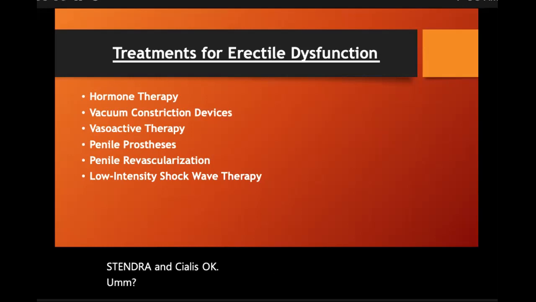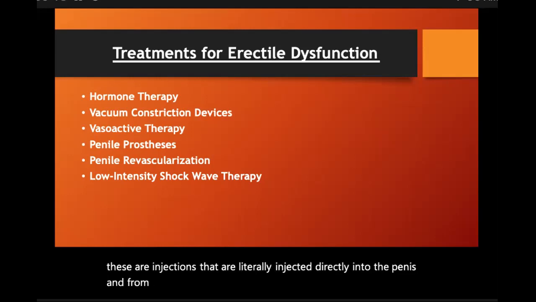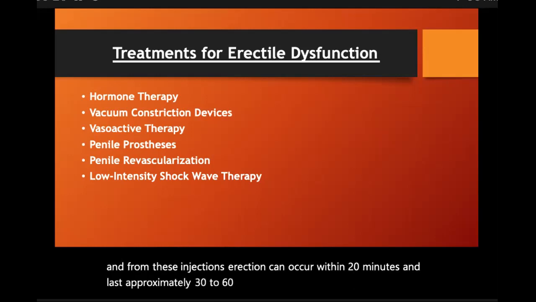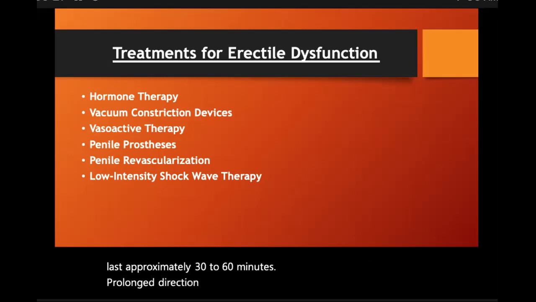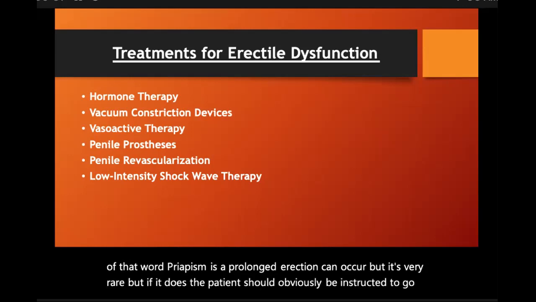So another treatment for ED is called vasoactive prostaglandins. And these are injections that are literally injected directly into the penis. And from these injections, erection can occur within 20 minutes and last approximately 30 to 60 minutes. Prolonged erection, also known as priapism, make sure you're aware of that word. Priapism can occur, but it's very rare. But if it does, the patient should obviously be instructed to go to the emergency room immediately.